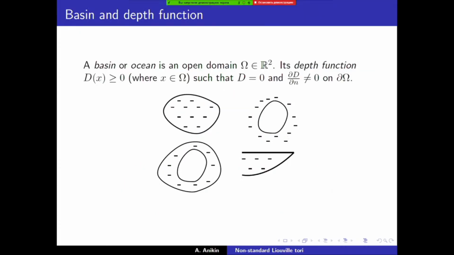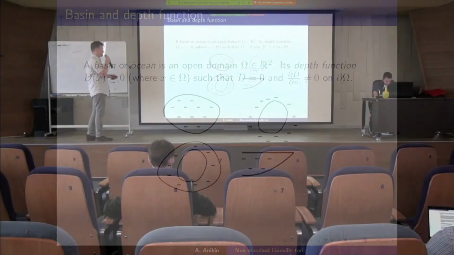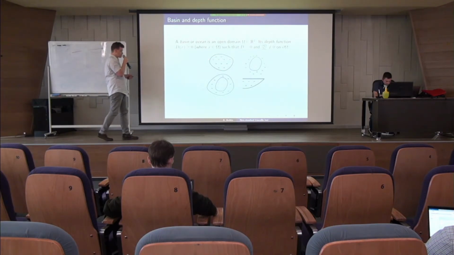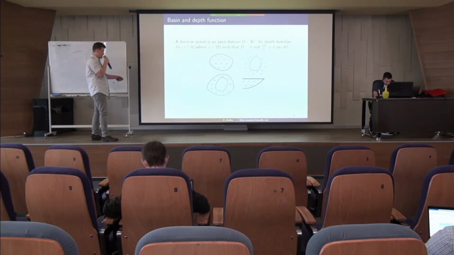Now I'll proceed to the formulation of the problem. We have a basin which is an open domain on the Euclidean plane, Omega. This basin may have different shapes. It may be a bounded domain, maybe an unbounded domain. So it may be interpreted as a lake, or a lake with an island, or some open ocean with an island.